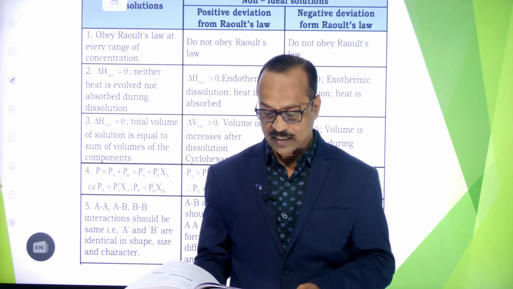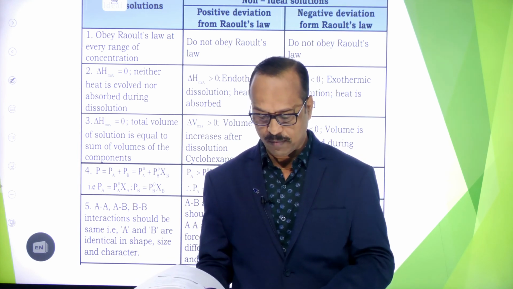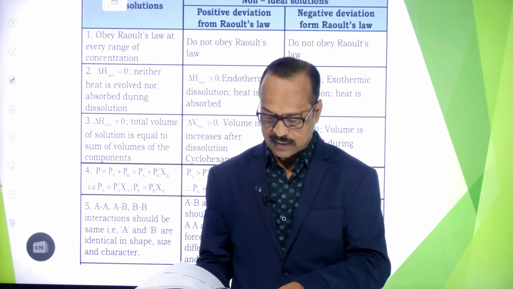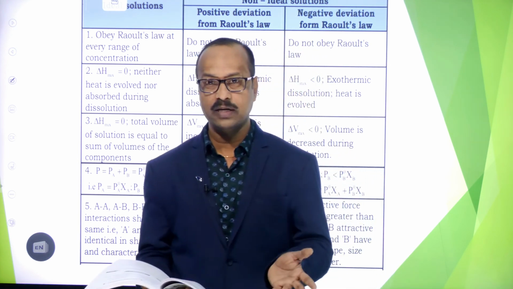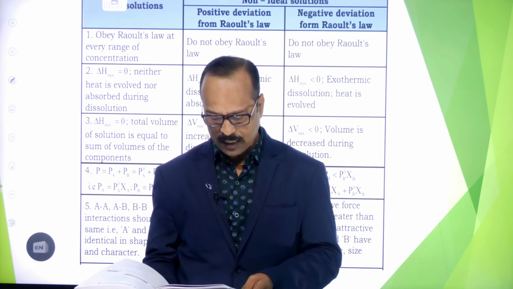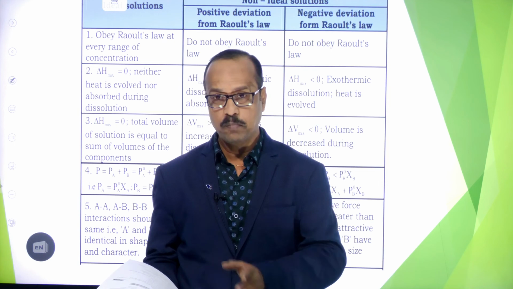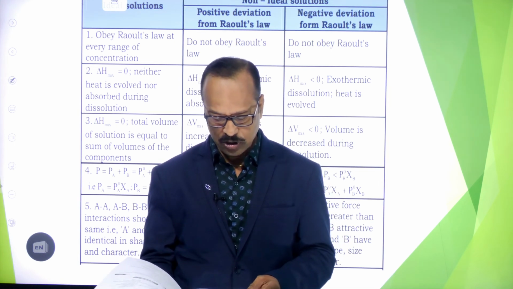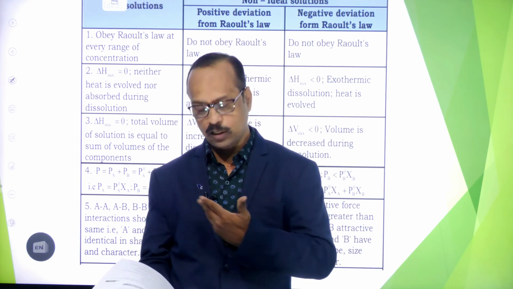A non-ideal solution was prepared by mixing 30 ml of chloroform and 50 ml of benzene. It will be greater than 80 or less than 80, because it's non-ideal, so it may be greater or less than. So you can write the second option. Azeotropic mixture, constant boiling mixture. Boiling point will be the same. Next, a solution which is distilled without changing the composition or temperature is called an azeotropic mixture.